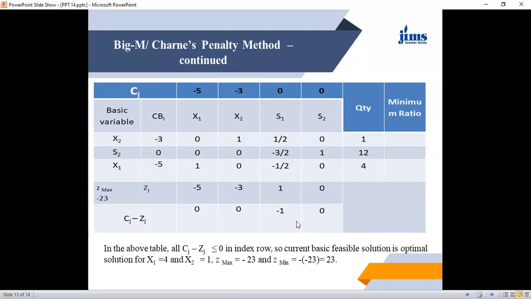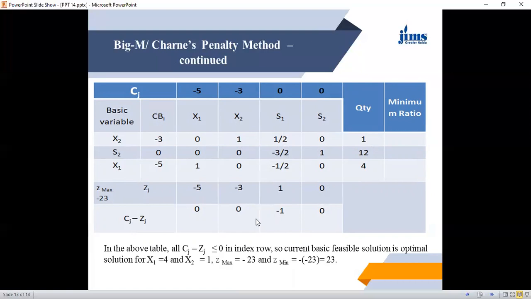Now see, all the values here are 0 or negative. So this is the condition of optimality. So the optimal condition has been reached. So what is the solution? x2 is equal to 1, s2 is equal to 12, and x1 is equal to 4. S2 was a surplus variable that has no significance. So the final solution is x1 is equal to 4 and x2 is equal to 1.